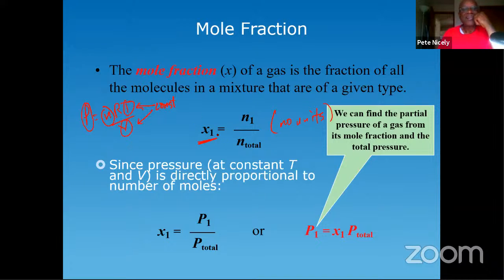So basically, this arrangement here that we have for mole fraction is not the only way that we can calculate mole fraction. Let me just put it like that. Another way of calculating the mole fraction is what you see right here.